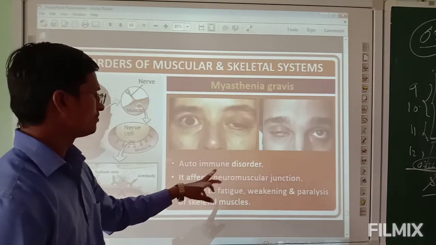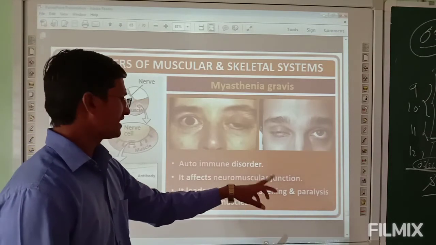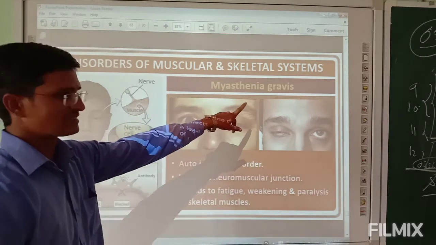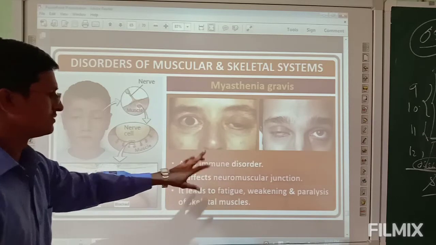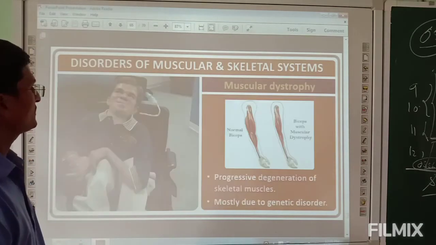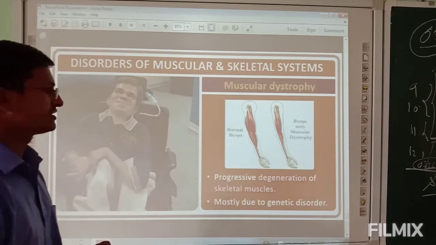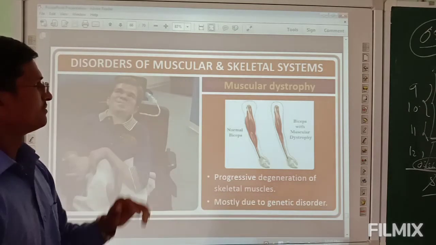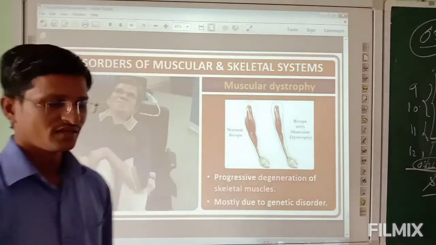It affects the neuromuscular junction, and it leads to fatigue, weakening, and paralysis of skeletal muscles. So this disorder is related to the autoimmune system. Next is muscular dystrophy. Muscular dystrophy is the progressive degeneration of skeletal muscles, mostly due to a genetic disorder. So muscular dystrophy is a genetic disorder related to the muscles.